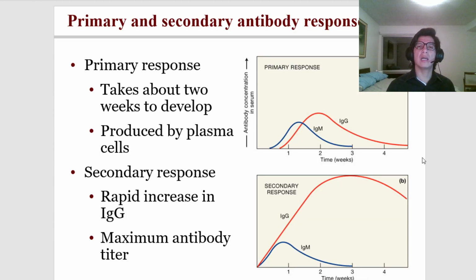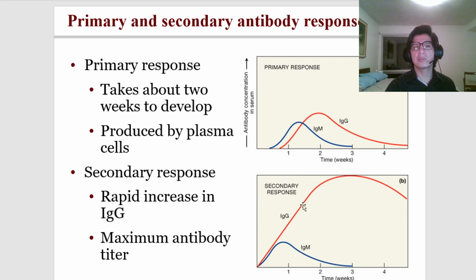This is the primary and secondary antibody response. Your primary response, the first time you have been exposed to the particular antigen, you have an increase of IgM, a subsequent larger increase in IgG.